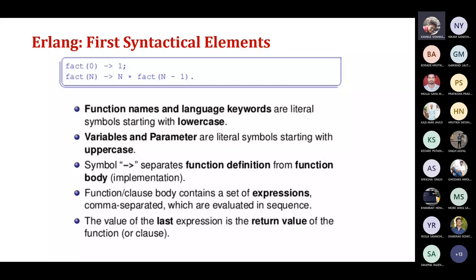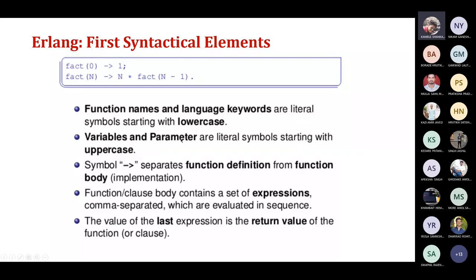Now the function names and the language keywords are literal symbols starting with lowercase always. So you see all the function names are lowercase. But in some programming languages, we need to write the function names in camel case, that is, the first character has to be capital. Here, function names and language keywords are literal symbols starting with lowercase. That is why they are called literals, right? So you write these as lowercase letters, which are called literals.